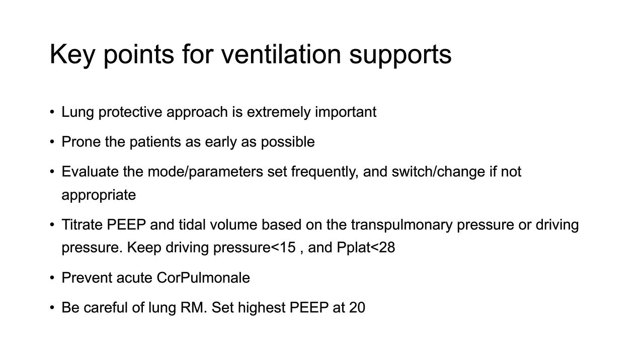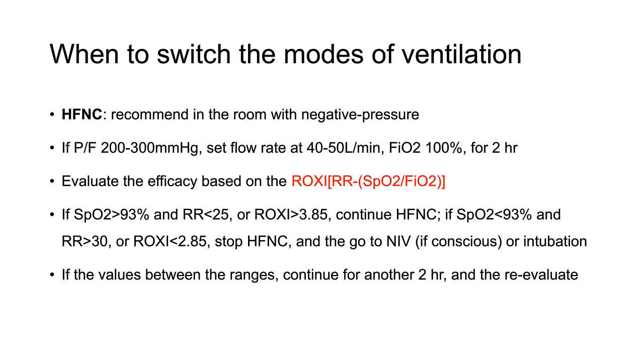So around the mode of ventilation, first I will talk about high flow nasal cannula. I recommend this mode in a room with negative pressure because I'm concerned about the air pollution generated from the high flow nasal cannula. So if the PF ratio is around 200 to 300, we will try high flow. We will set the flow rate around 40 to 50 liters per minute and observe for 2 hours.